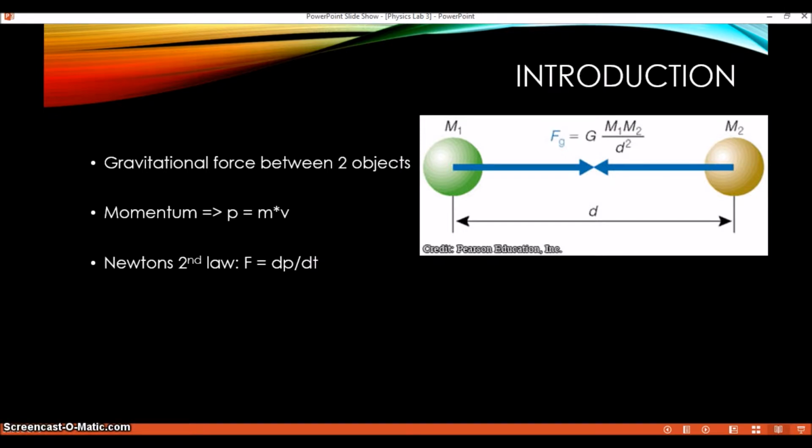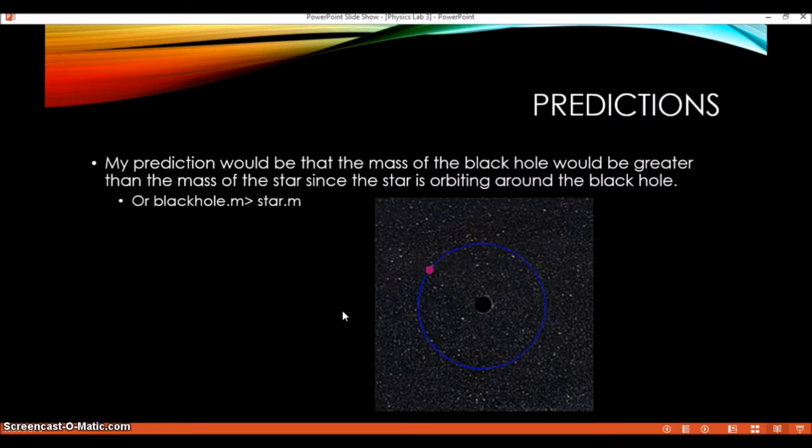Next, we're going to need to talk about the momentum formula, p is equal to m times v. You're going to use that momentum formula to calculate dp/dt, which is another variation of Newton's second law. Before we start our actual calculation of the black hole mass, we will need to make some predictions. My prediction is that the mass of the black hole will be greater than the mass of the star, since the star is orbiting around the black hole.